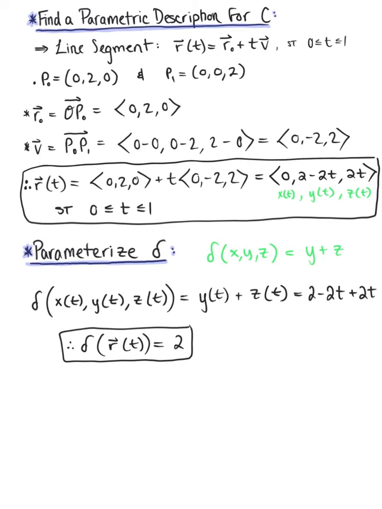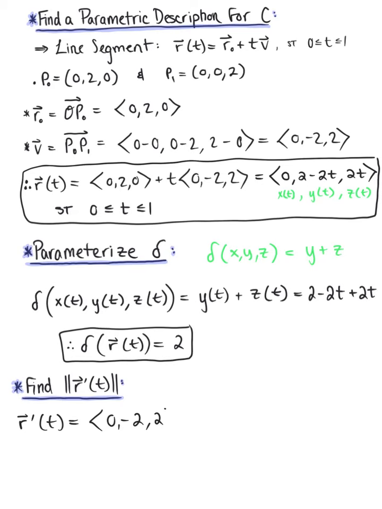Beautiful. The last thing that we need to do in order to set up this line integral is to find the magnitude of the tangent vector. Using the parametric description of our curve, or the metal rod, the tangent vector is the vector with components 0, -2, 2. Now finding the length of this tangent vector, the magnitude is the square root of 0 plus (-2) squared, which gives us 4, plus 2 squared, which gives us 4. So we have the square root of 8, which we can simplify to 2 times the square root of 2.